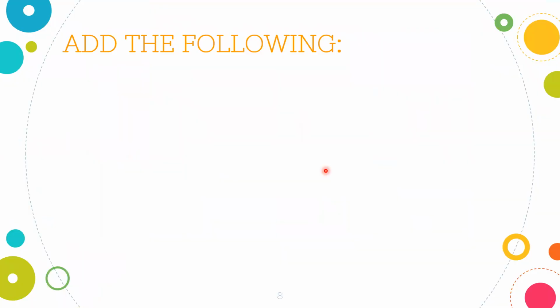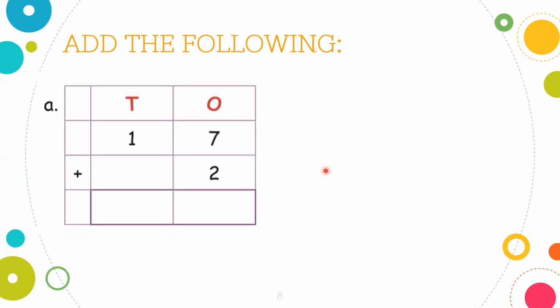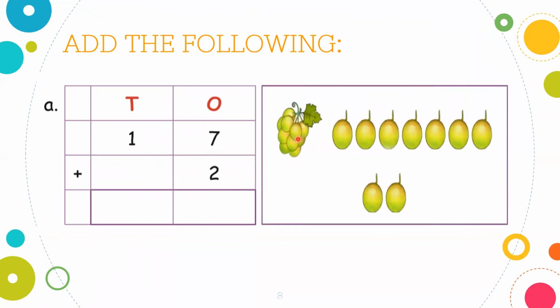Let us do some problems to add a 2-digit number and a 1-digit number. 17 plus 2. We will first split 17, 1, 7 into 10 plus 7. This is 10 and this is 7. Okay, that is 17 plus 2.